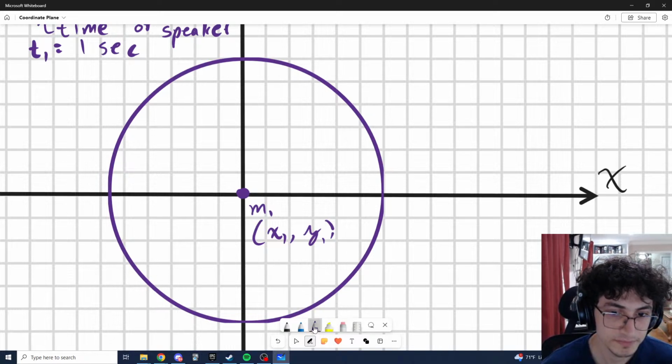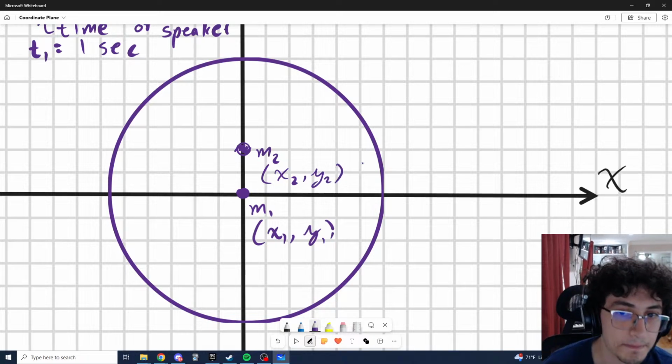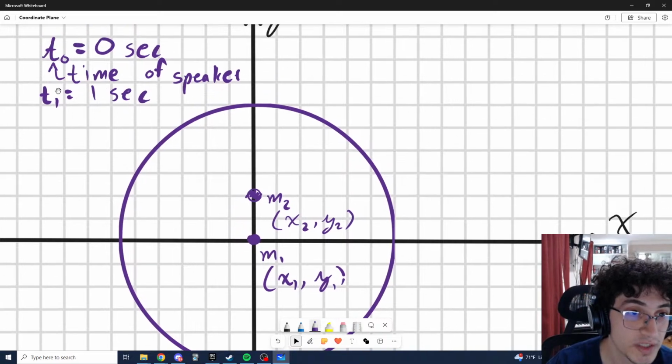So all I have to do is add a second microphone. The second microphone has its own x value and its own y value, x2, y2. And so the clap is going to hit the first microphone at time 1, and it's also going to hit this one at some other time, T2, maybe 1.1 seconds.